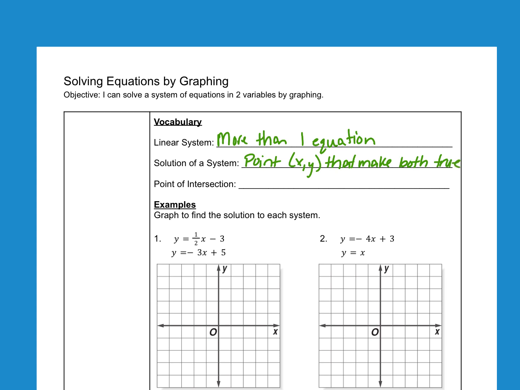Whatever x and y works for one equation has to work for both for it to be a solution. And what that looks like visually is where the two lines cross. So the point of intersection is a solution. This is why we're going to start out with this method of solving. We've already reviewed how we graph linear equations. We're just going to graph both on the same graph, and then look at where the lines cross. That would be our solution.